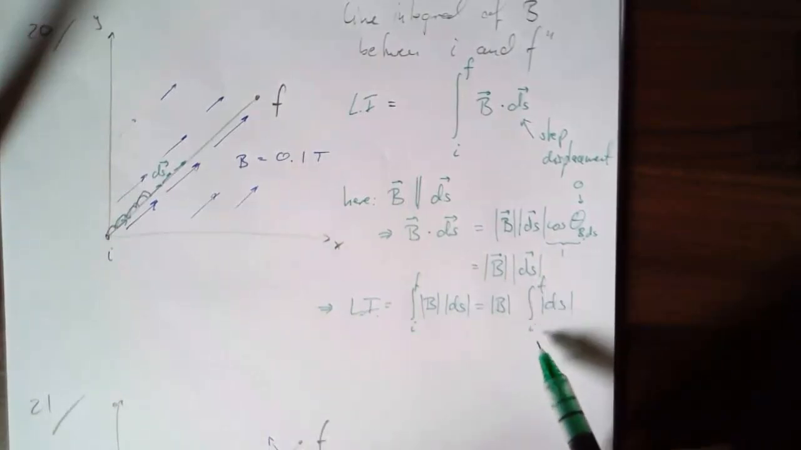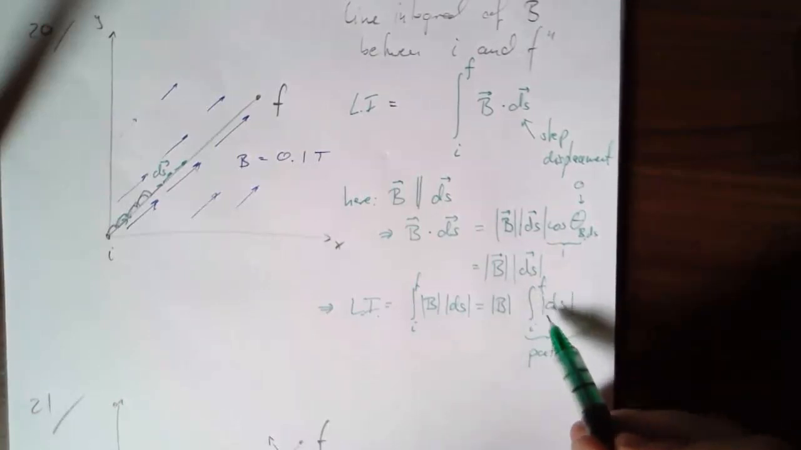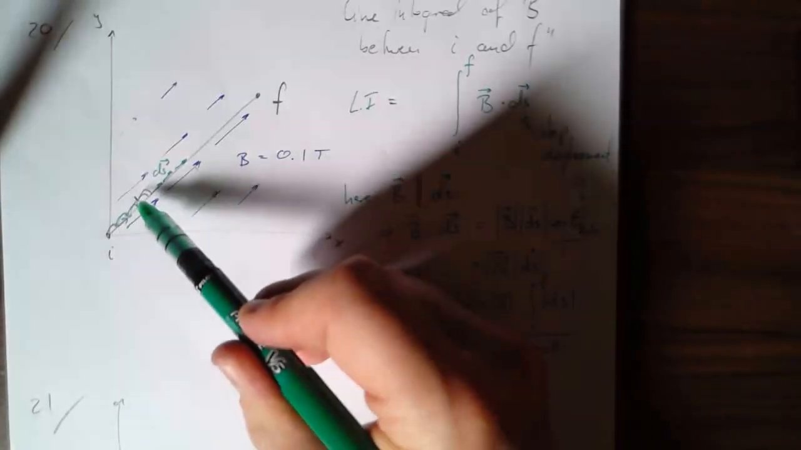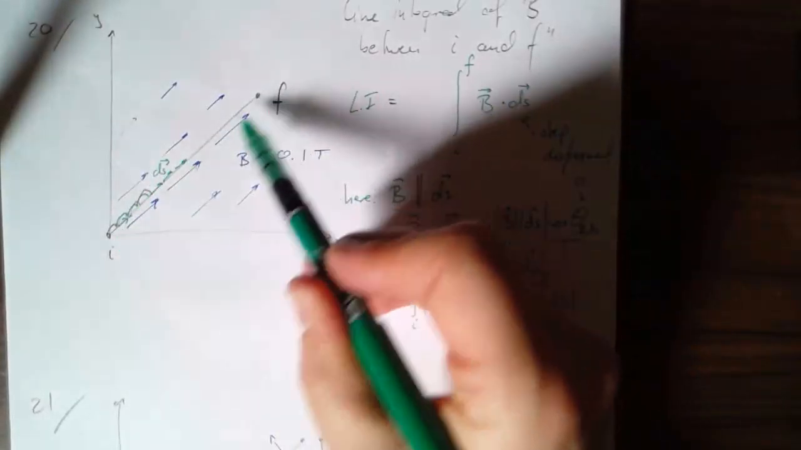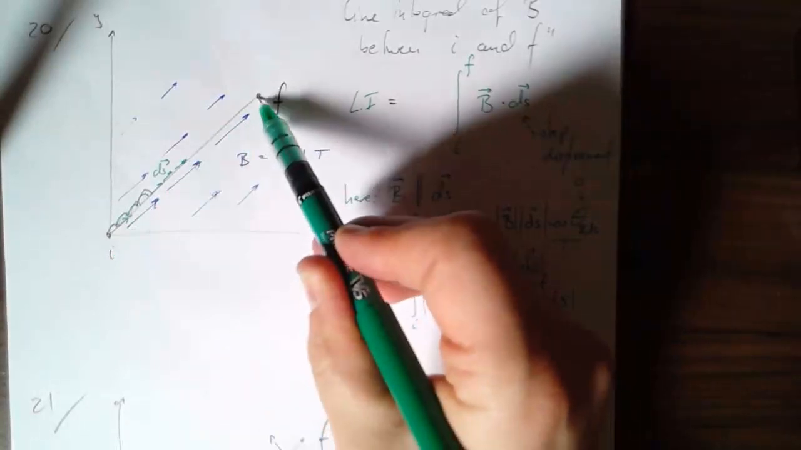But this whole thing here is just the path length. Because if I add up the individual step sizes each time, no matter how tiny my steps are, I start here and here, my total steps have to add up to exactly this distance.